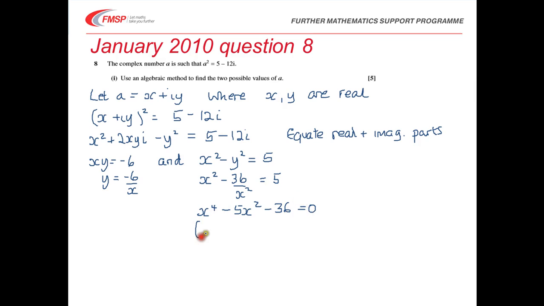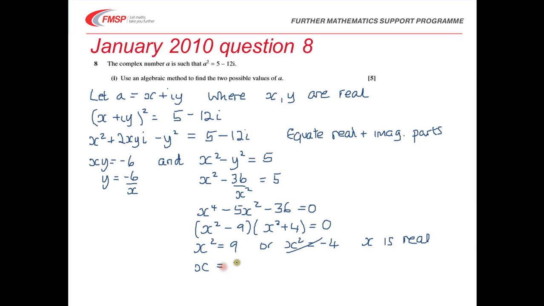Which hopefully at this stage they should factorise, and this one certainly will, so it'll be (x squared minus 9)(x squared plus 4) equals 0. So x squared could be equal to 9, that's alright. This factor of course means that x squared would be equal to minus 4, and that is not possible because remember x is real. So we ignore that possibility and we concentrate on this one, which tells us that x is equal to plus or minus 3.